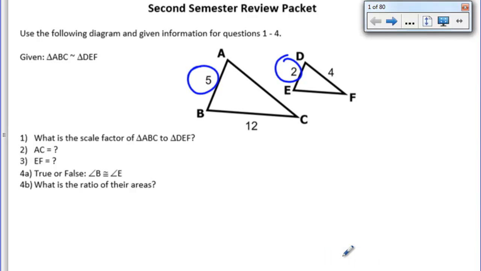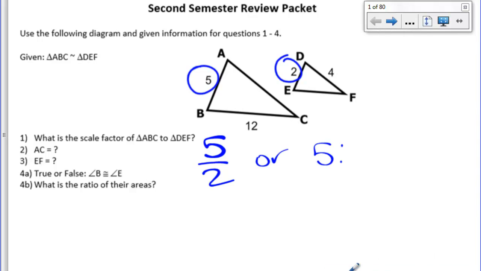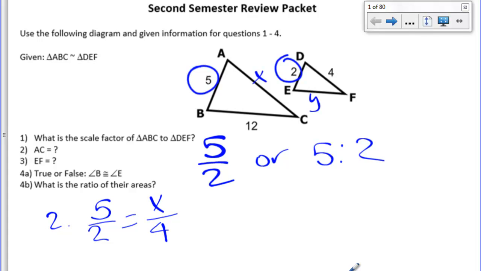So we will say 5 over 2, or we can write it as a ratio, 5 to 2. For 2 and 3, we can use our scale factor. Let's label AC x and EF y. So to find AC, I would say 5 over 2 is equal to x over 4. Cross multiply, we get 2x equals 20. And once you divide by 2, you get x equals 10.